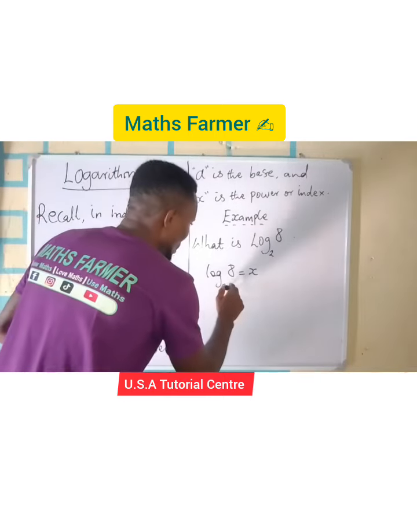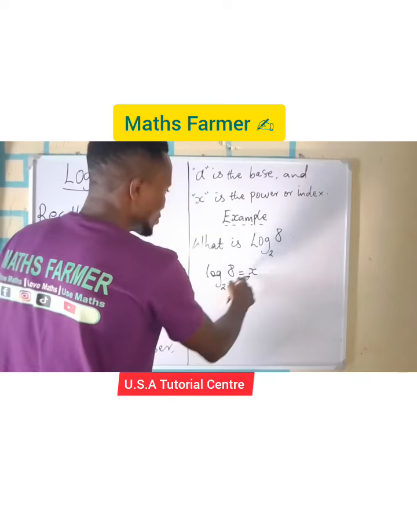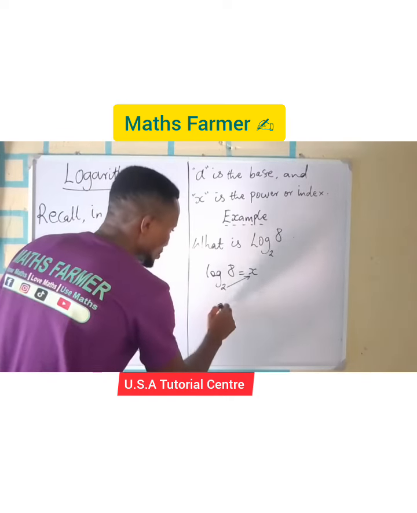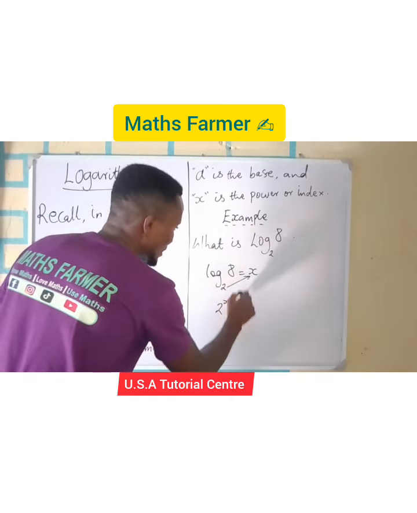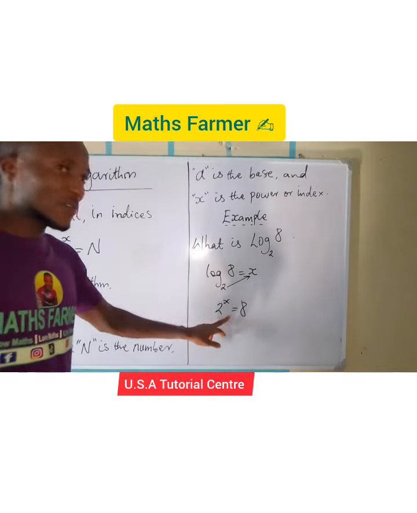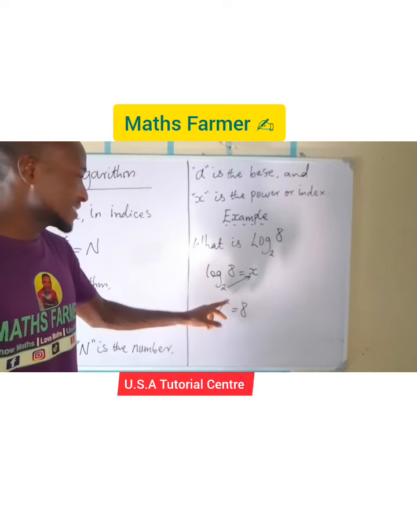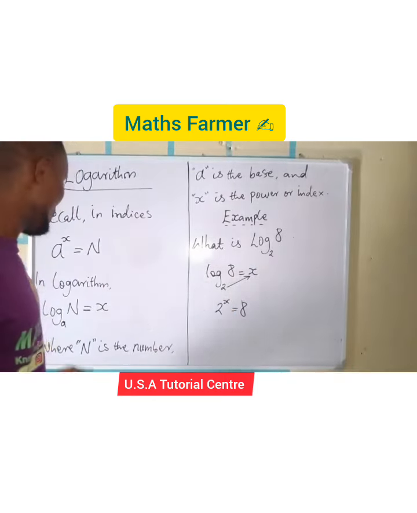So now, I'll now put this arrow. What this arrow represents, you are going to raise 2 to the power of x. That means 2 raised to the power of x will give us 8. So we have transformed this logarithm form to indices form so that we can solve it. So to get the value of x, and whatever we get as value of x becomes our what? The power.